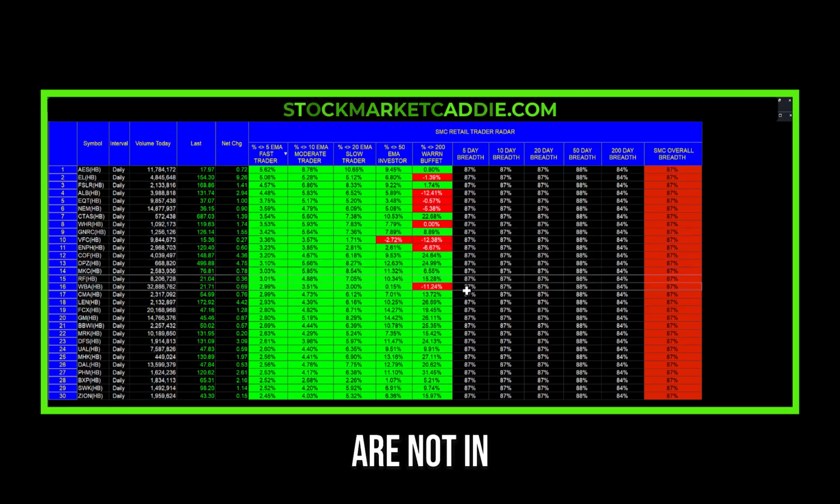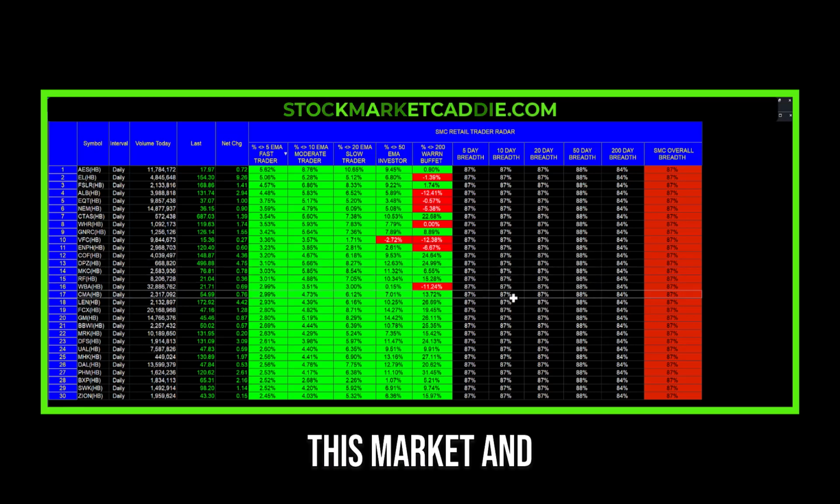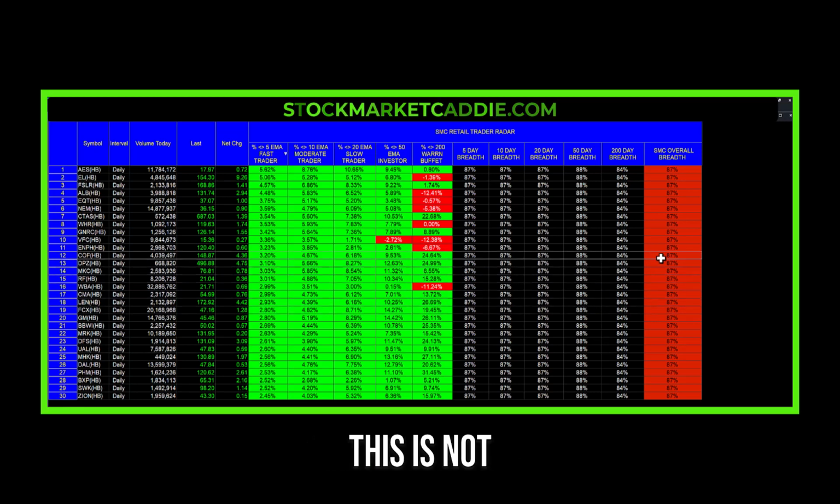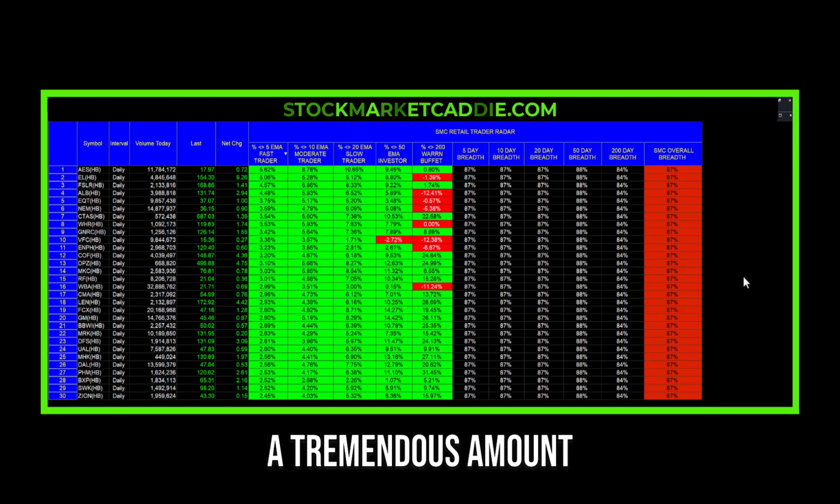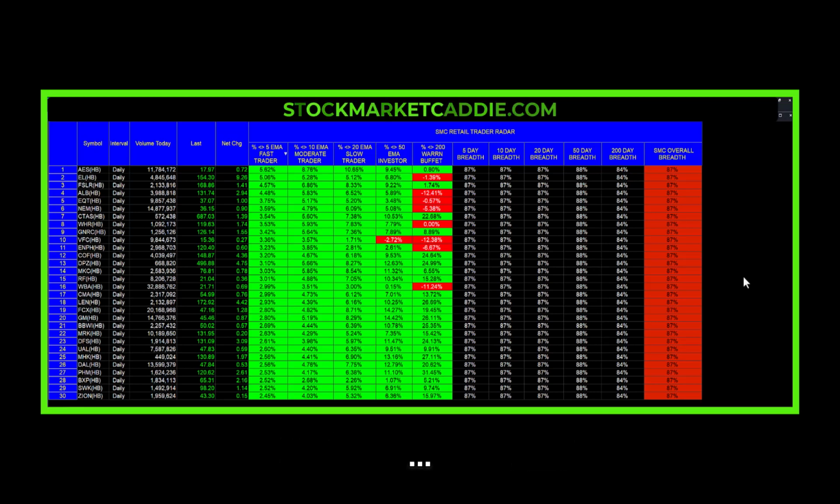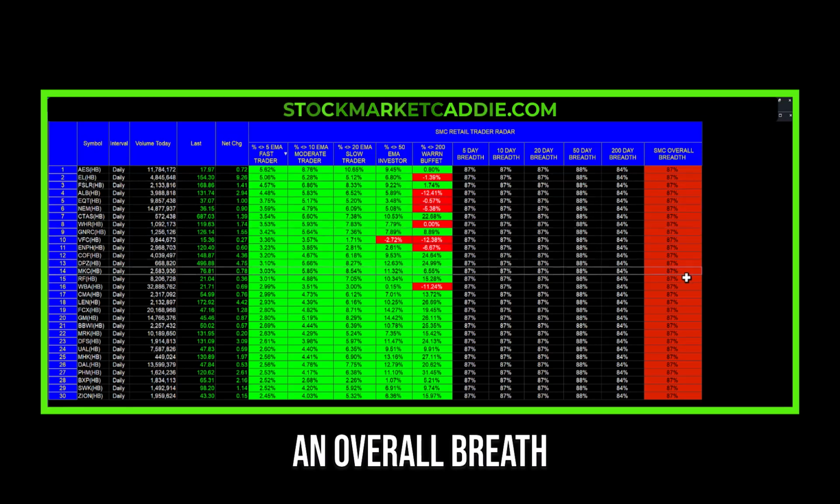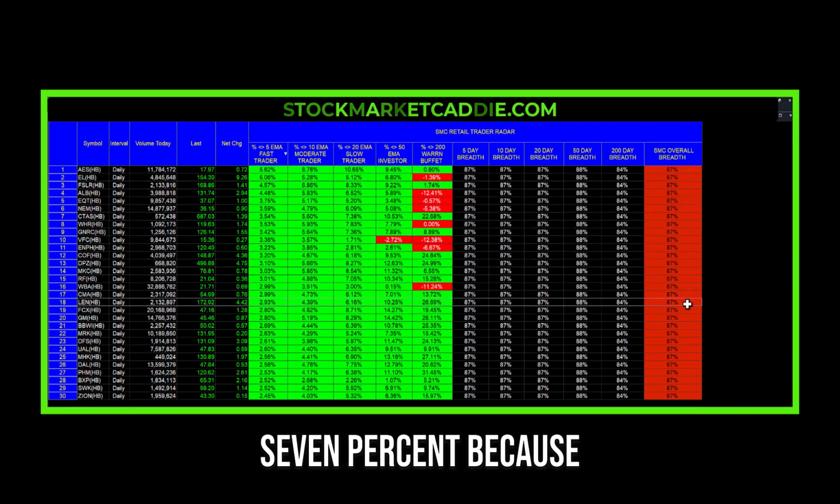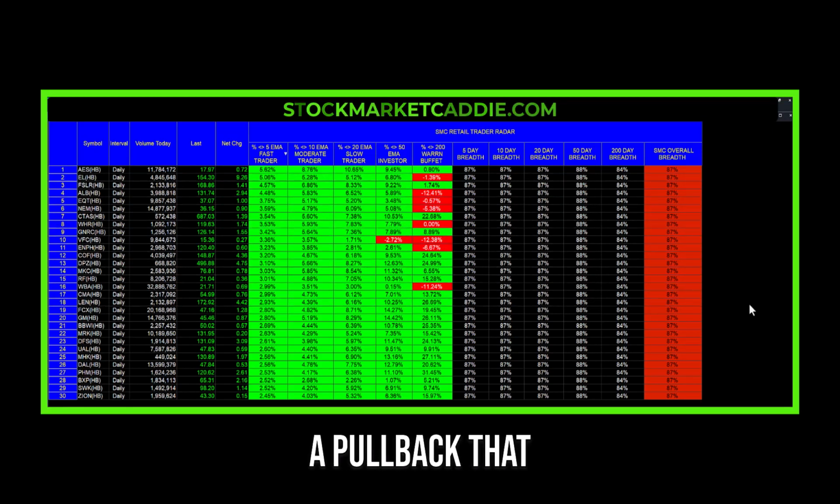But if you are not in this market and haven't been in this market, this is not where you want to be adding, in our view, we certainly wouldn't, a tremendous amount of brand new money into the market when we have an overall breadth reading of 87%, because we could get a pullback that is significant.